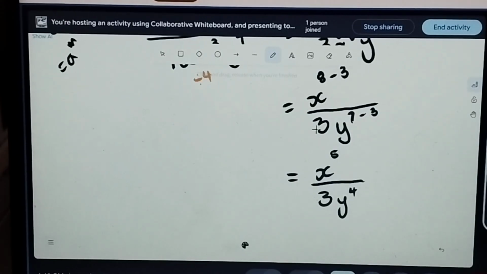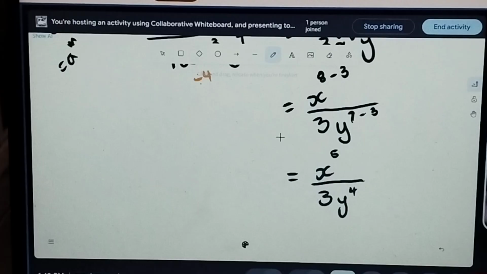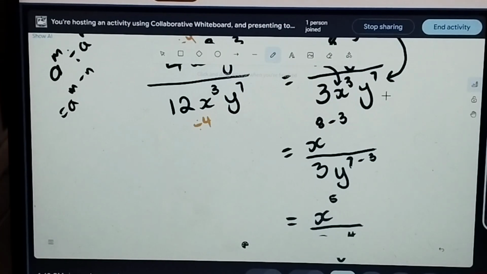But why are you only minusing one of them and not both of them? No, I did. I took the 7 minus 3 at the bottom and it left me with y to the power 4. And the 8 and the other one? The 8 minus 3 gave me a 5. Oh, okay, I understand. Never mind. And the 7 minus 3 gave me a 4.